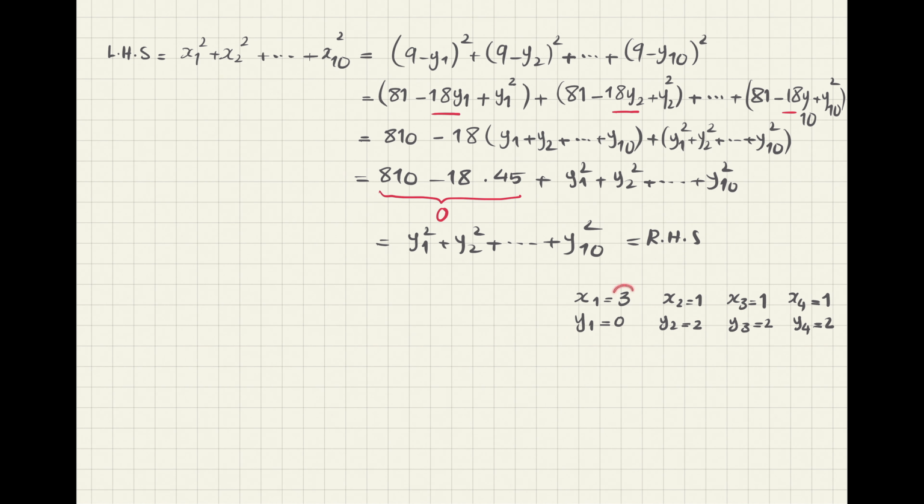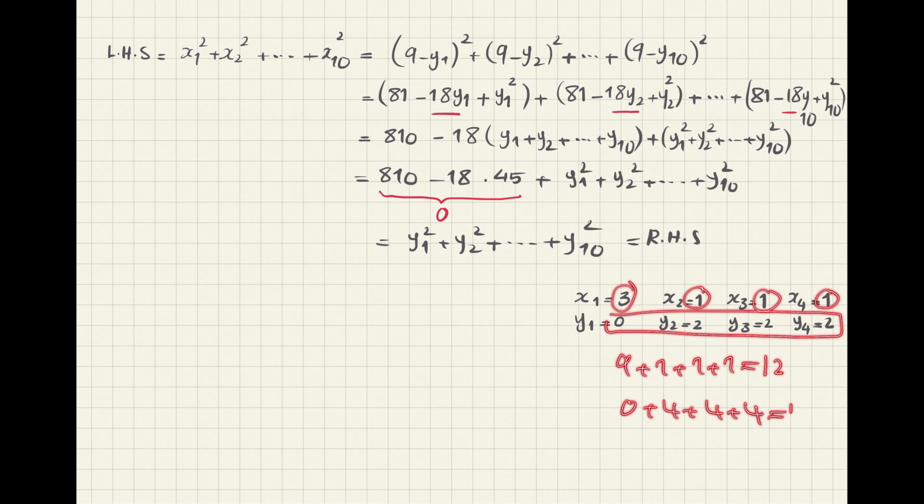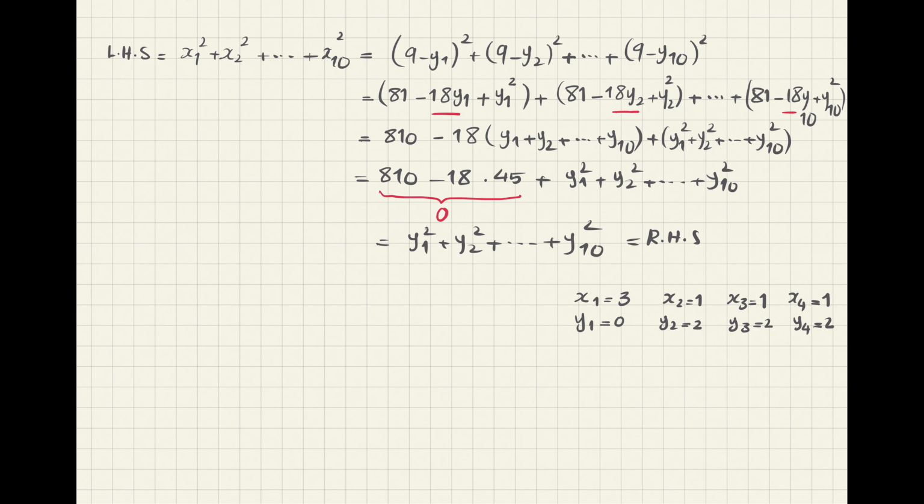But if I square them and add them, this becomes 9 plus 1 plus 1 plus 1, which is 12. And if I square these numbers and add them, it becomes 0 plus 4 plus 4 plus 4. It's still 12. Yes? So you see that I can cook up some scenarios in which the numbers that appear as x's are quite different from the numbers that appear as y's. So I cannot say that these are the same numbers. But still, the sum of the squares of x's is equal to the sum of squares of y's.